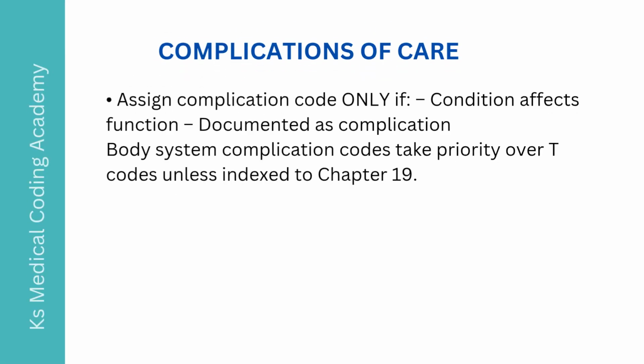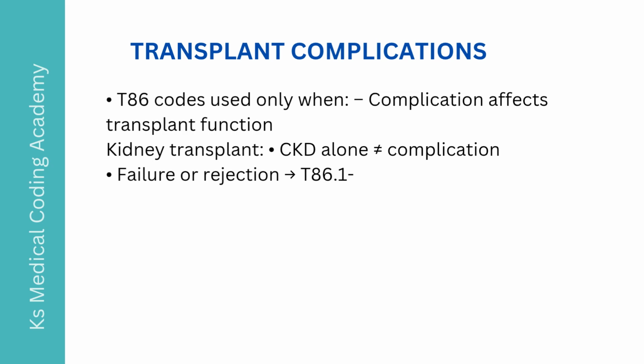Complications of care. A complication code is assigned only when the condition affects function, and it is clearly documented as a complication. Body system complication codes take priority unless indexed to Chapter 19. Transplant complications. Transplant complication codes are assigned only when the transplanted organ's function is affected. For kidney transplants, chronic kidney disease alone is not a complication. Failure or rejection is coded with T86.1.